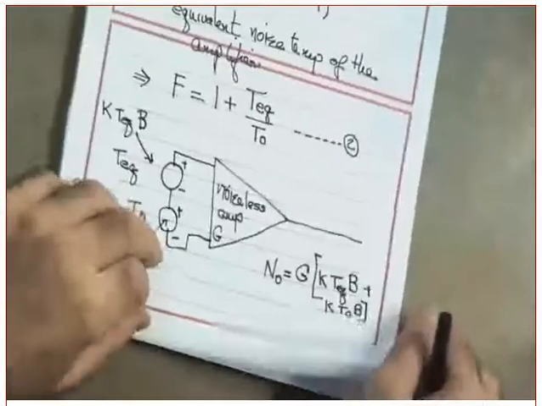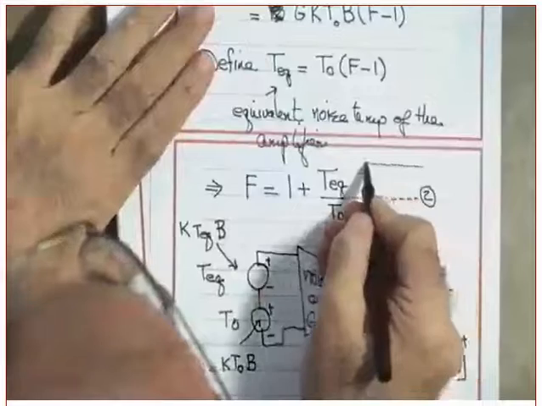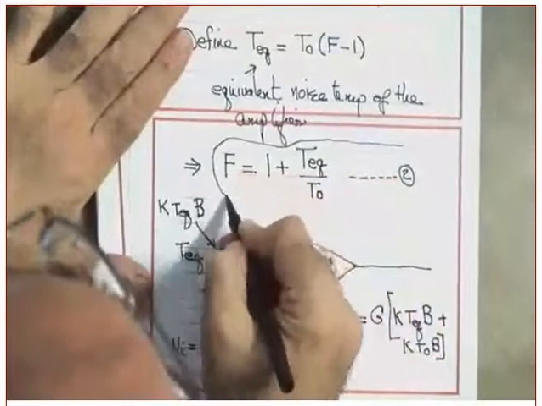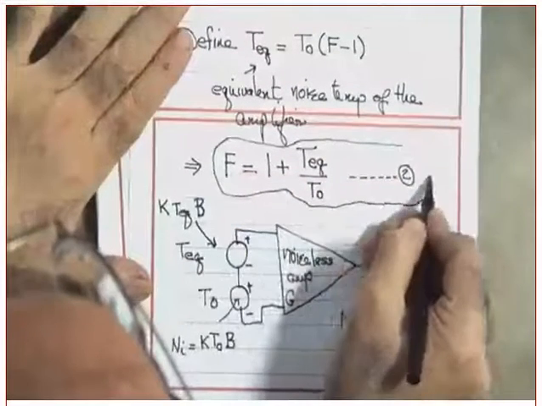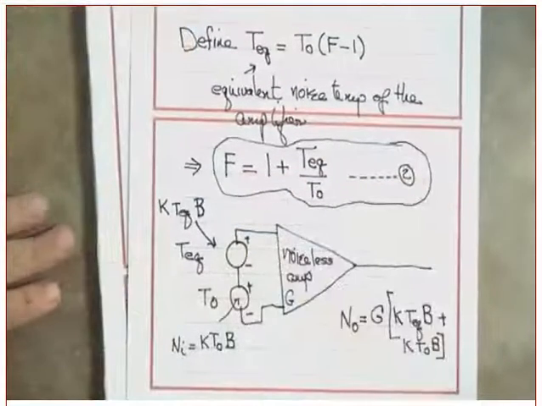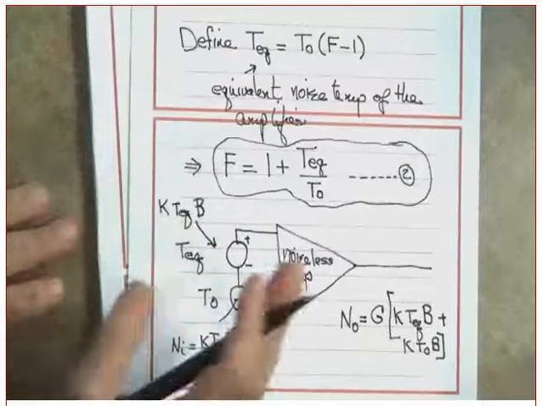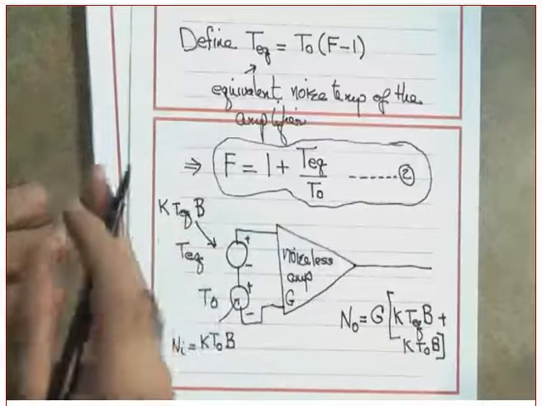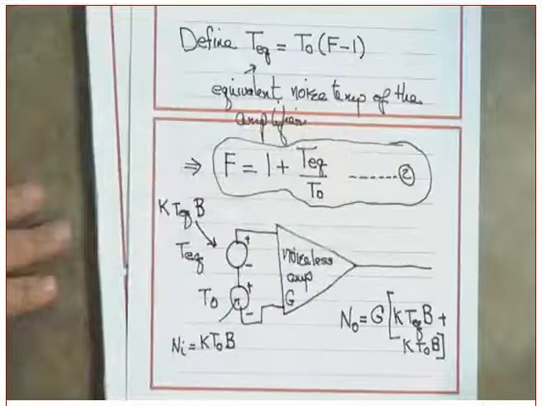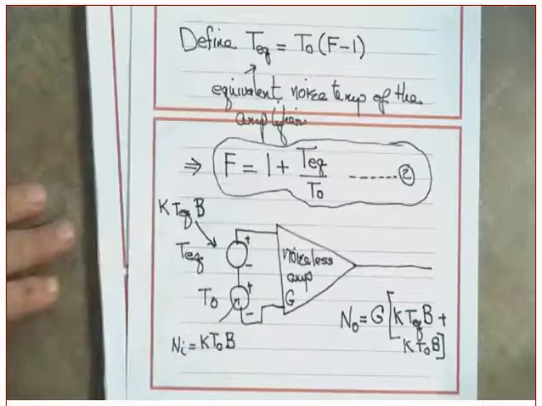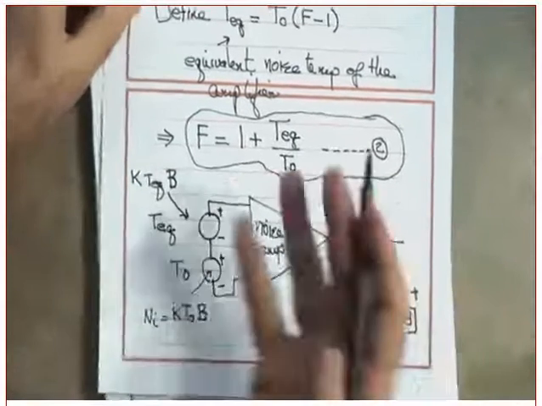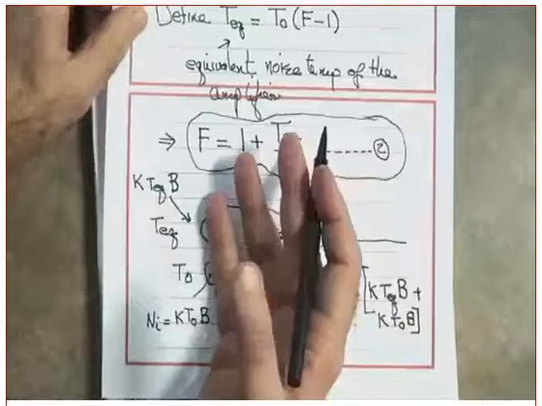So now, what did we say? The equation, again, F is equal to 1 plus T equivalent over T0. Clear? The best thing to do, by the way, is to work in temperature and then relate it to the noise factor, as I will show in just a second. Did you understand this or not? Yes or no? Okay, good.